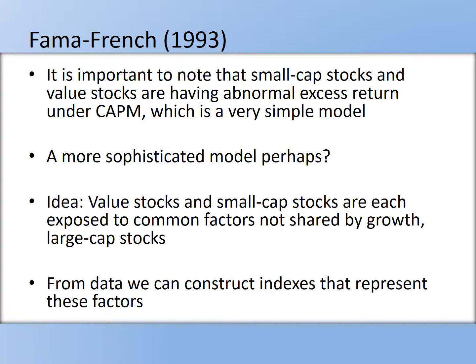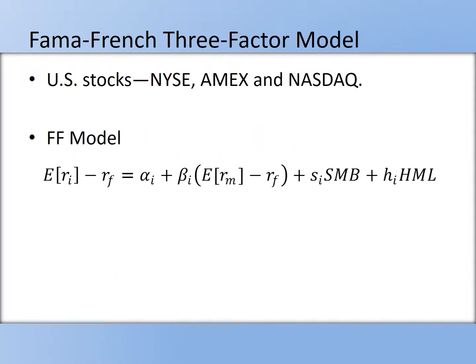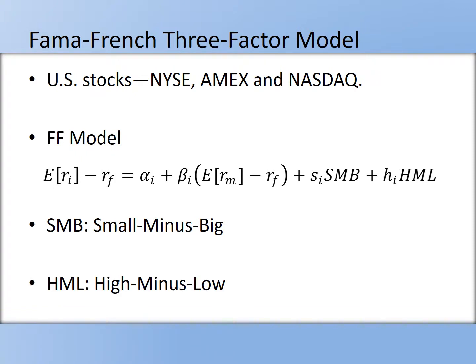So it's constructed from data in the following way. The original Fama-French three-factor model used US stocks, and their model is actually quite straightforward. Instead of just a single factor, namely the market excess return, they added in a small minus big factor and a high minus low factor. These two factors capture respectively the small cap effect and the value stock effect.